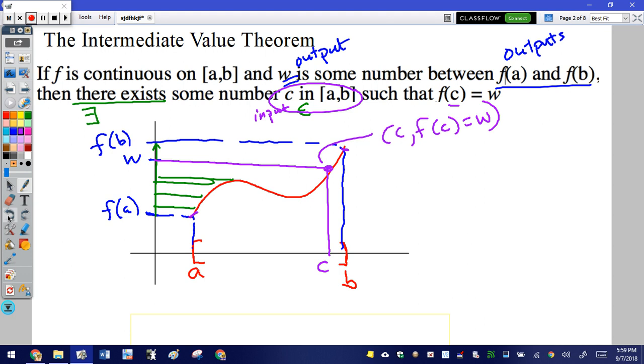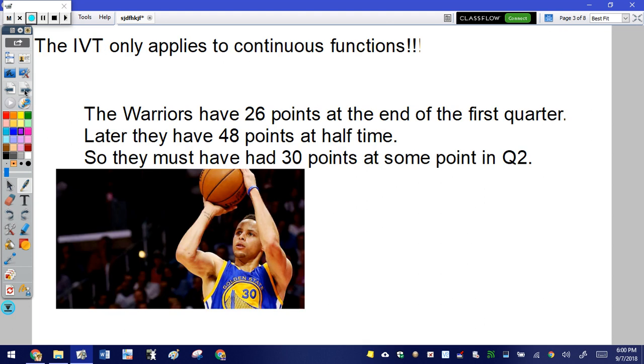The important thing to keep in mind is that the intermediate value theorem, which hopefully you get a sense of being fairly intuitive, is limited to continuous functions. Let me show you a counterexample to verify that discontinuous functions don't apply. Let's say you have the Golden State Warriors and they score 26 points at the end of the first quarter, and then later they have 48 points.